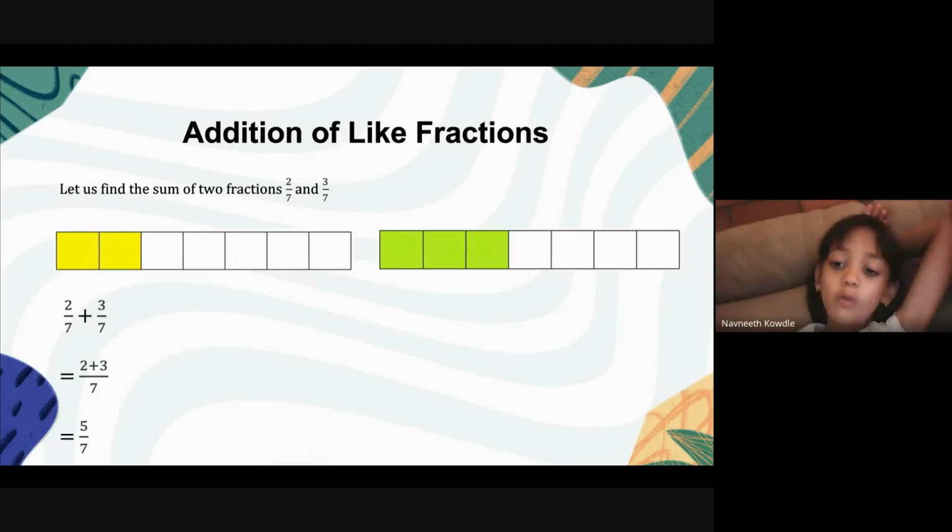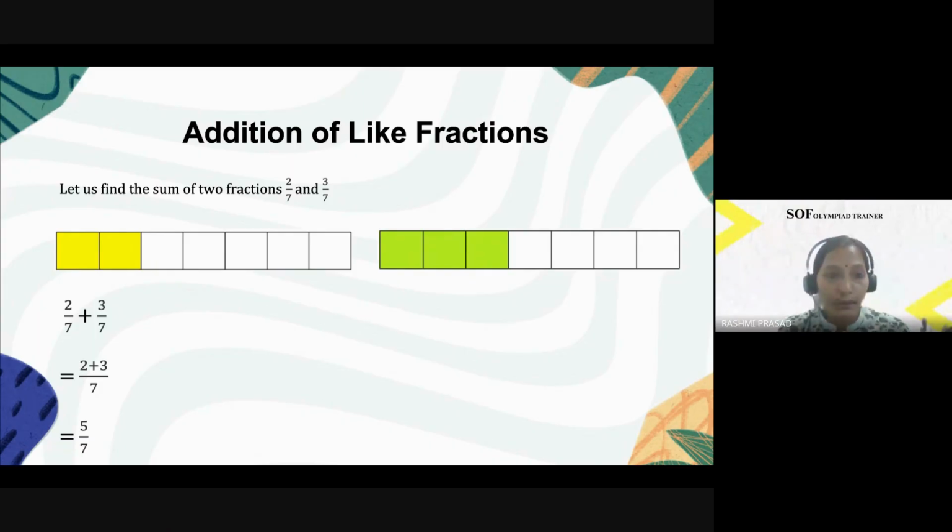Ma'am, what is a fraction? What we are learning, like 1 upon 2, 1 upon 4, 2 upon 7. All these are fractions, right? Yeah. A fraction has a numerator and a denominator, right? Where do we write the numerator? On the top. And the denominator, at the bottom.